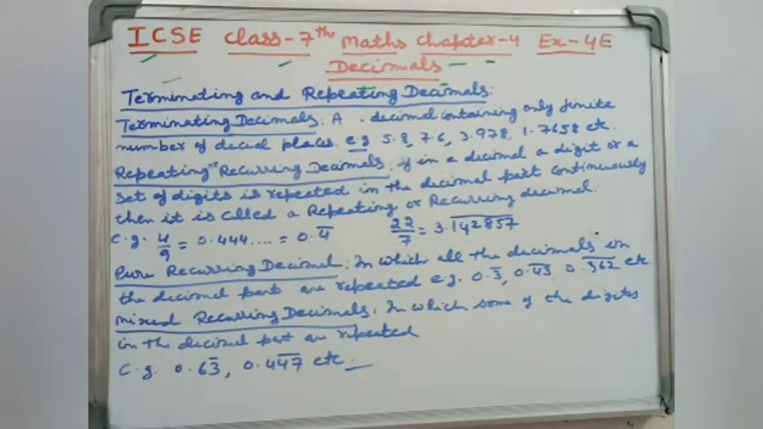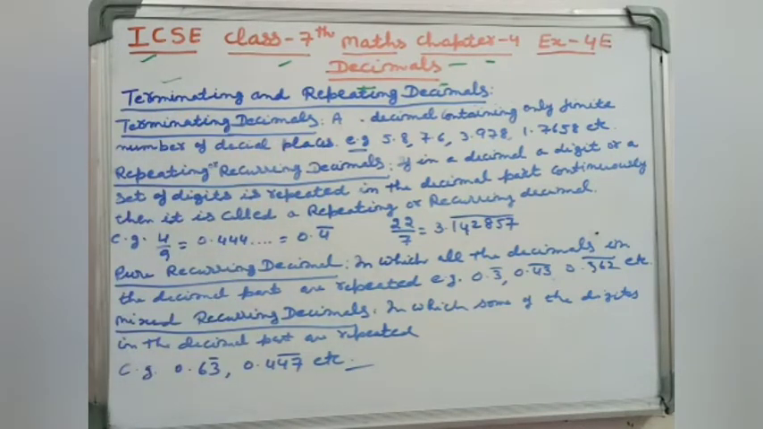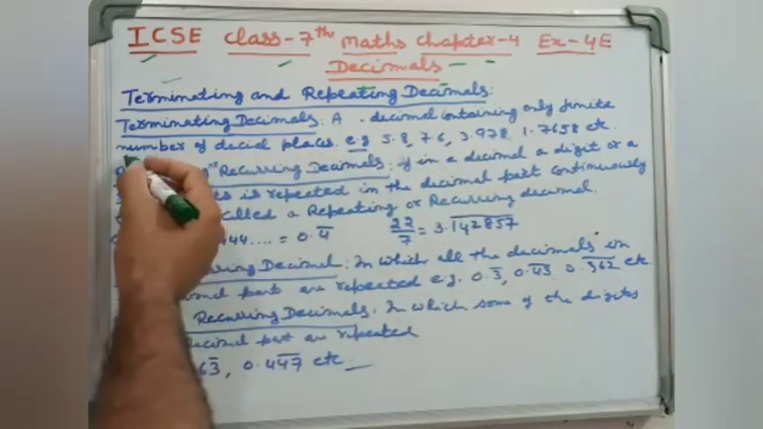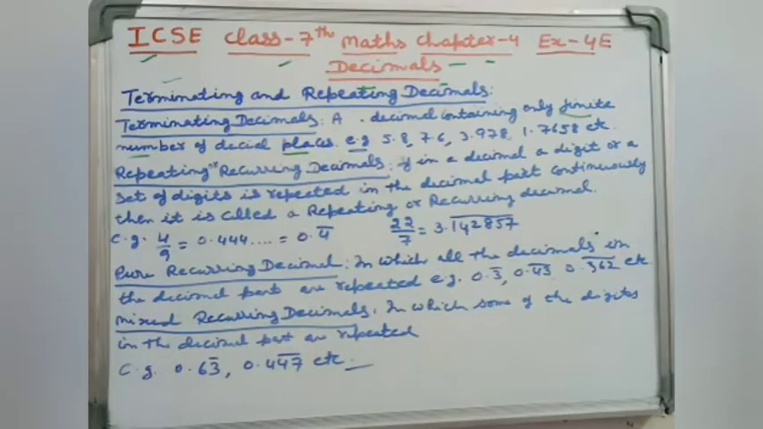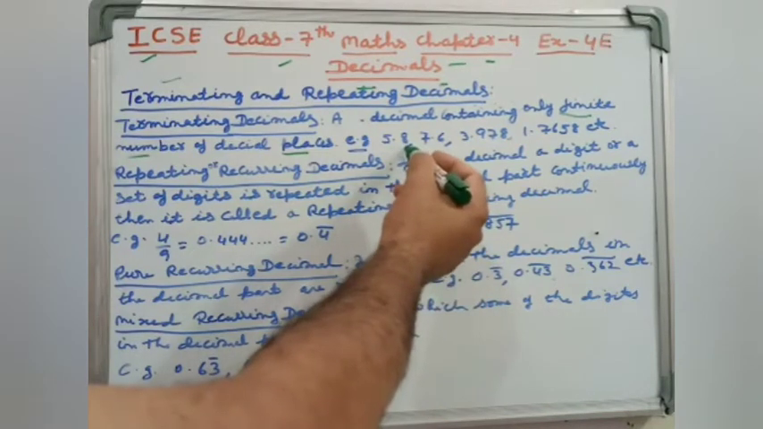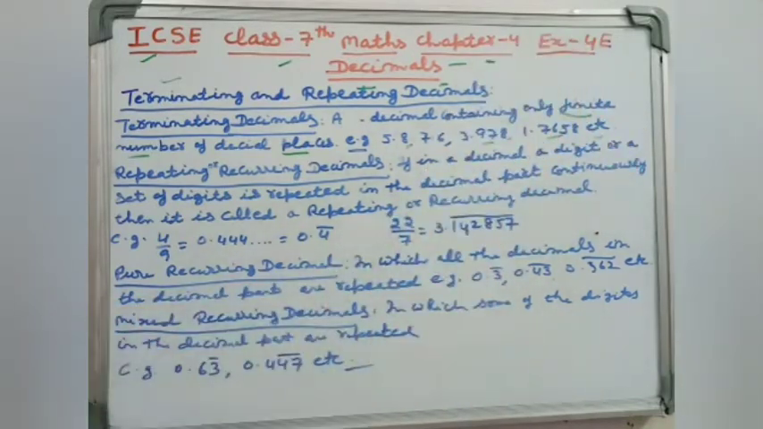Before we proceed into the exercise further, first of all, we will do the basic work. So we will know what terminating decimals are. A decimal containing only a finite, fixed number of decimal places is called terminating. Here the decimal part is finite and not repeating.